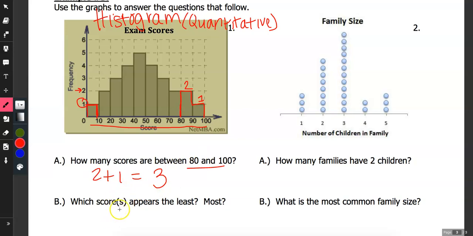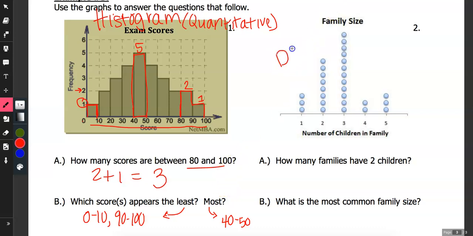And then which scores appear the least? The least would be our lowest one, so 0 to 10. The range, right? You give the whole range, starting at 0, ending at 10. And the other one, 90 to 100. Those both only had 1 person. The most is going to be our tallest bar here. I don't want to say bar because it's not a bar graph. That would be 5 people, but they scored from 40 to 50. So we're looking for the score, not really caring about the frequency for that question.